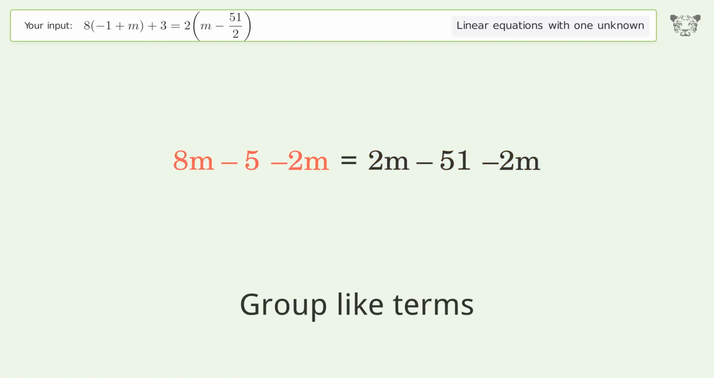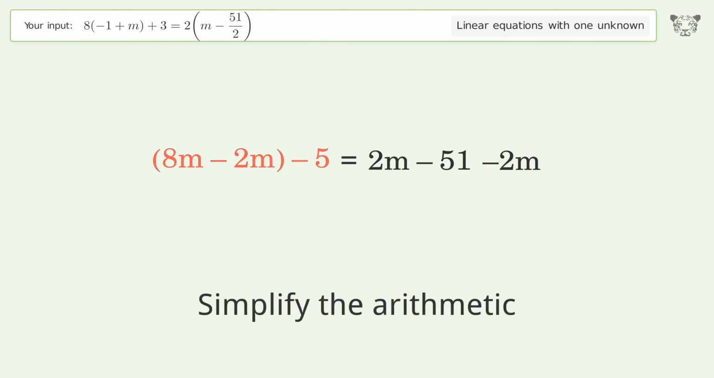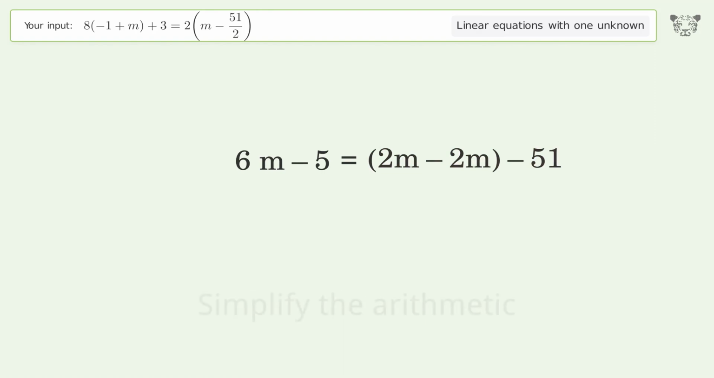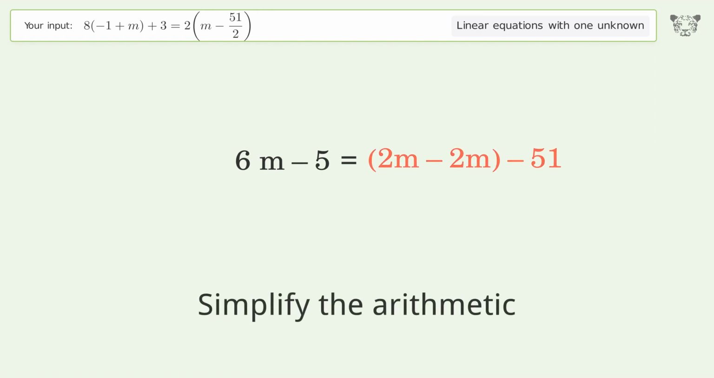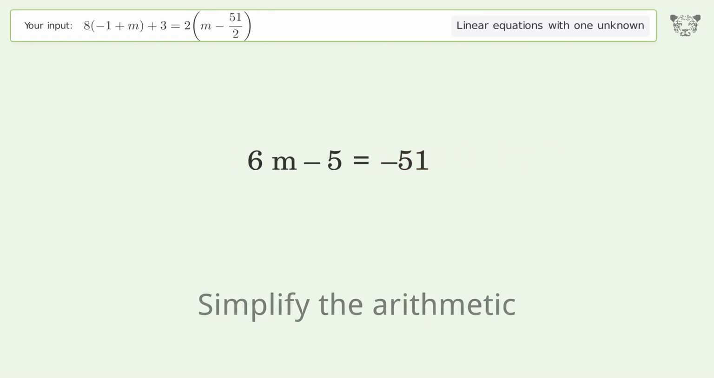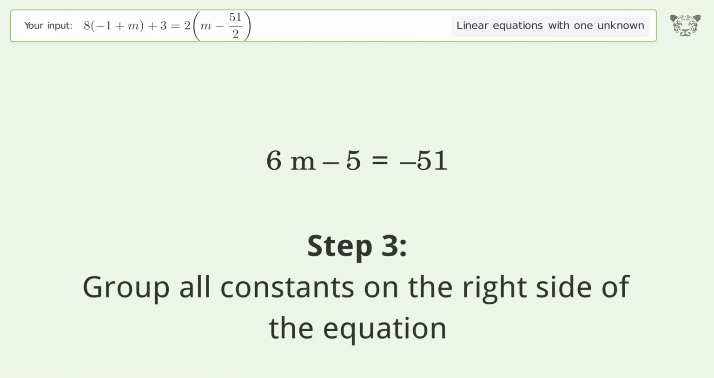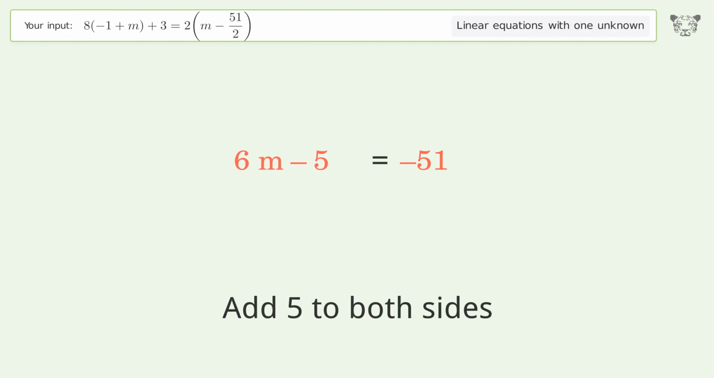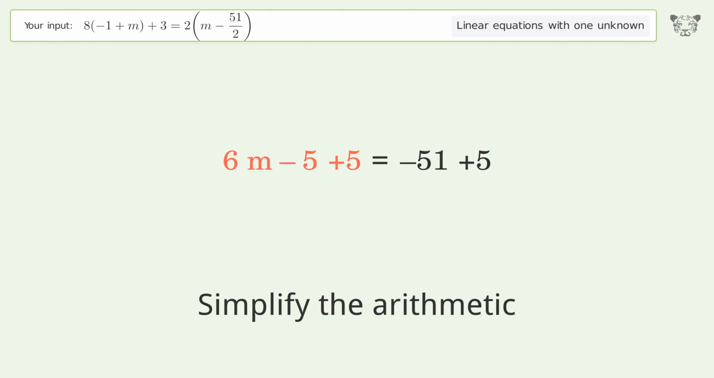Group like terms. Simplify the arithmetic. Group like terms. Simplify the arithmetic. Group all constants on the right side of the equation. Add 5 to both sides. Simplify the arithmetic.